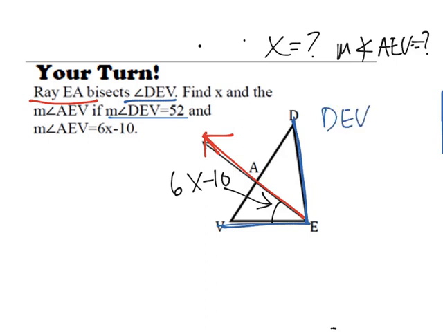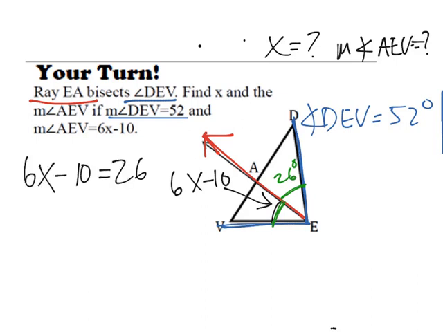So we know DEV equals 52 degrees. That's angle DEV. So if that's the case, let's think about this. We know that this angle bisector cut this large blue angle into 2 congruent parts. And I know that the whole thing is 52, which means half of 52 would be 26 degrees. So then it would hold true that 6x minus 10 is equal to 26 degrees. At this point, it's just a matter of the algebra.